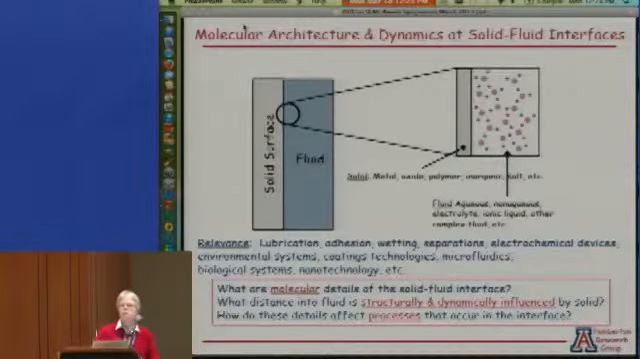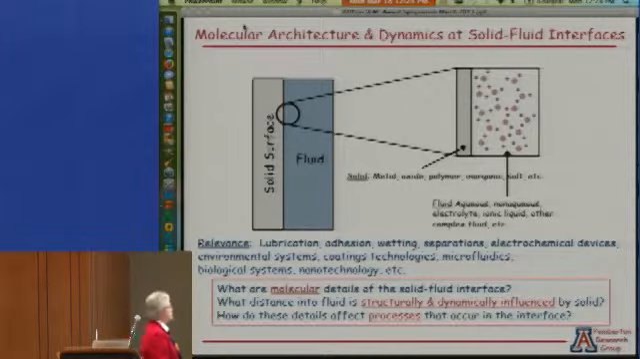Many of you know that we've been interested over the years in understanding the molecular structure and, more recently, dynamics of interfaces between solids and liquids. And in particular, the questions that we like to know are things about the molecular details and the processes and chemistry that influence those.